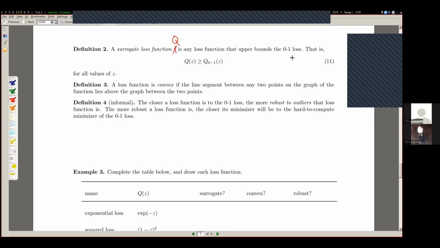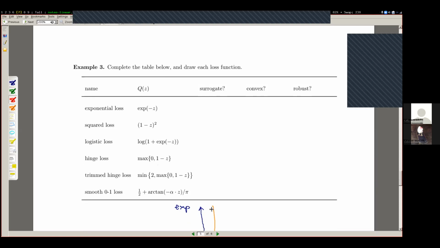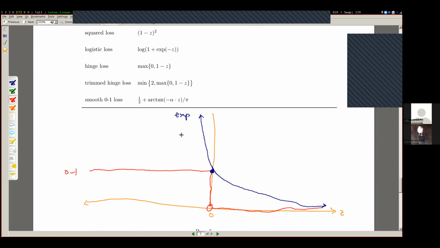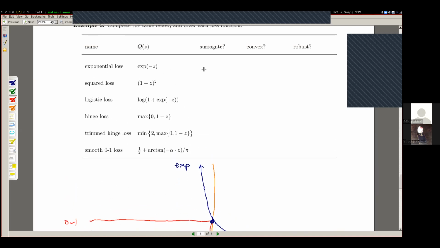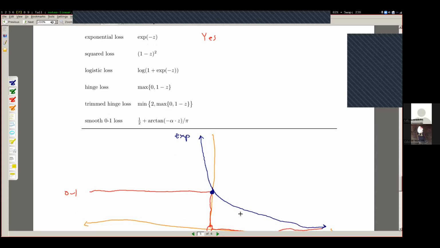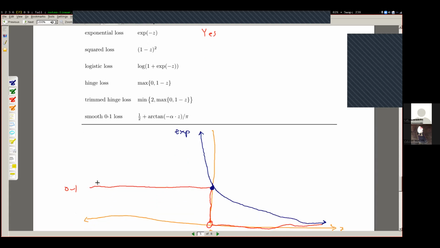And it's any loss function that upper bounds the 0, 1 loss everywhere along the z-axis. And so this exponential loss, this one that we just drew, does in fact upper bound the 0, 1 loss everywhere. And so I'll go ahead and say yes right there: is it a surrogate loss function? Yes. Are there any questions about what it means to be a surrogate loss function, or why this blue line is a surrogate loss for this red line?